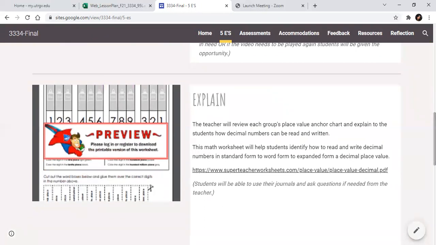Okay, so for Explain, the teacher will review each group's place value anchor chart and explain to the students how decimal numbers can be read and written. For this assignment, the math worksheet will be handed to students and they will identify how to read and write decimal numbers from standard form to word form to expanded form in a decimal place value. And I went ahead and included the link. And of course, the students will be able to use their journals and ask questions if needed from the teacher.